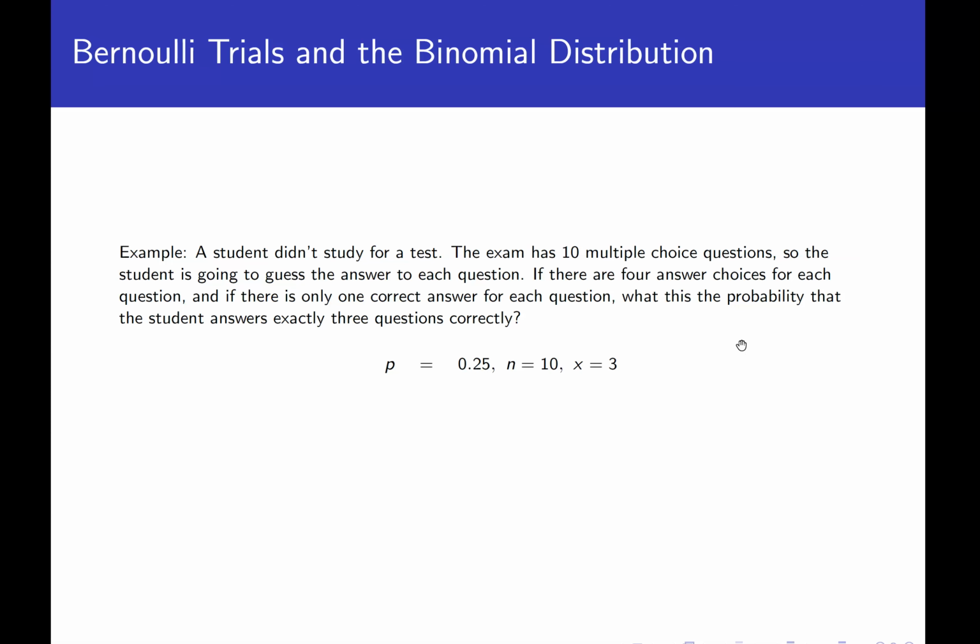All right, so a correct guess will be your probability of success. So our p is 0.25, 1 out of 4. There are 10 questions, so our n is 10. And we want to know 3 questions answered correctly, so our number of successes, our x value here, is 3. So our PMF gives us the probability that X is equal to 3. So we plug in 3, and if we simplify that, we should get 0.2503 if I did that in my calculator correctly. So, like I said, we'll do more of these examples, but this is the idea.